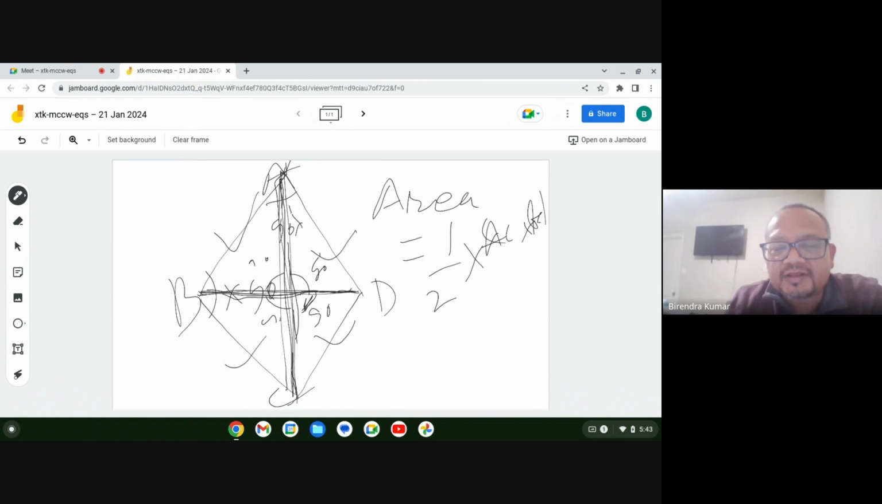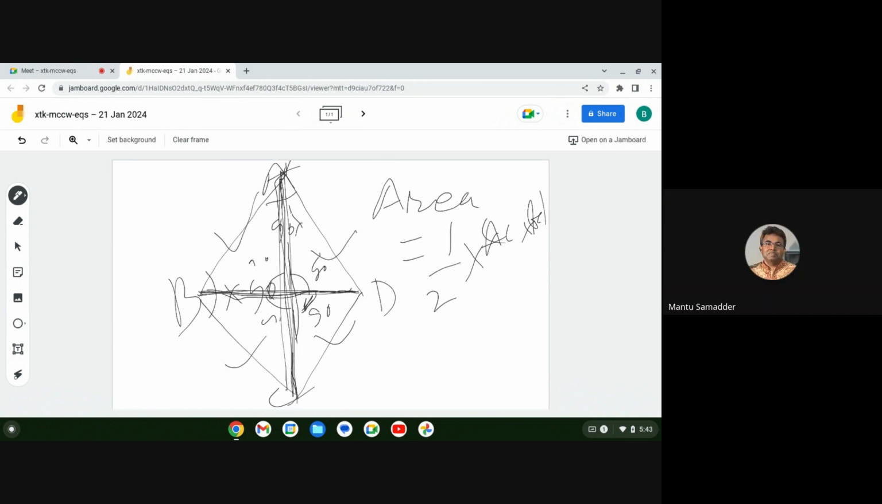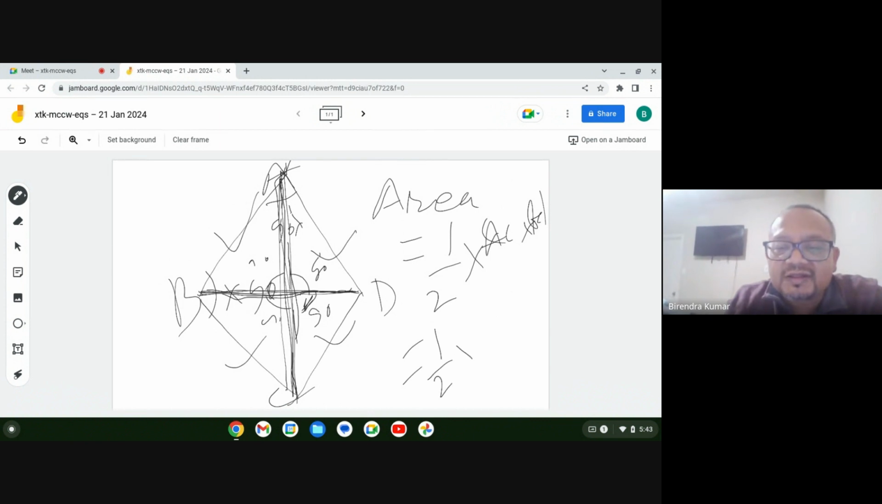Okay. So this is half into AC into BD. The area of a rhombus is half of the multiplication of the length of the two diagonals, meaning the two opposite corners when you join them. This length and this length, you just multiply. Let's say you call this A and this length B. So this is half into A into B.